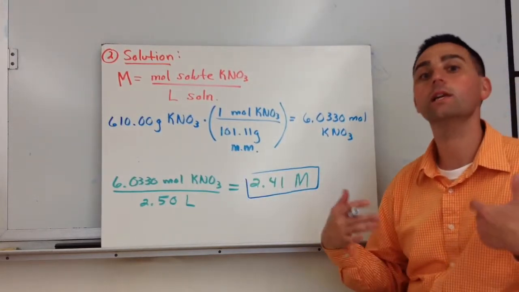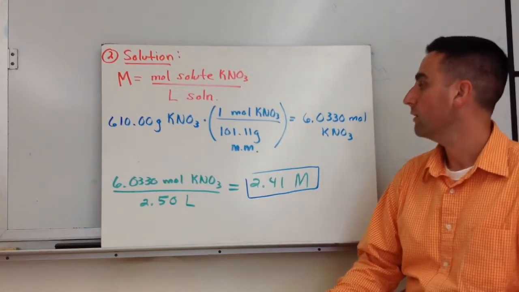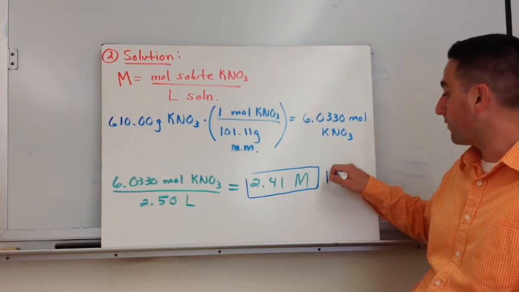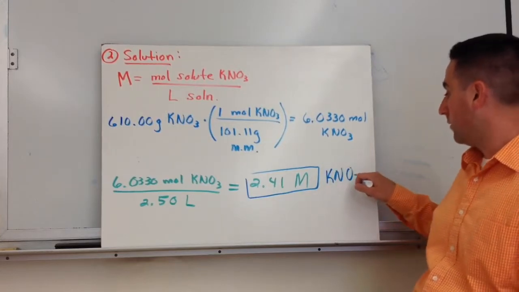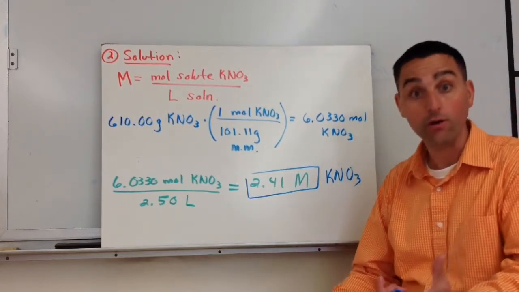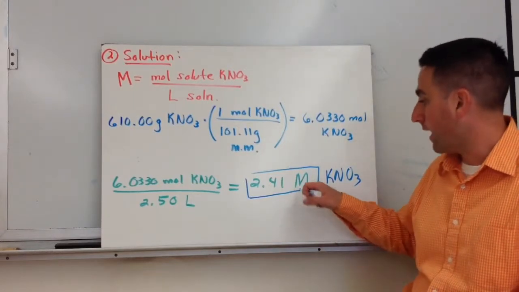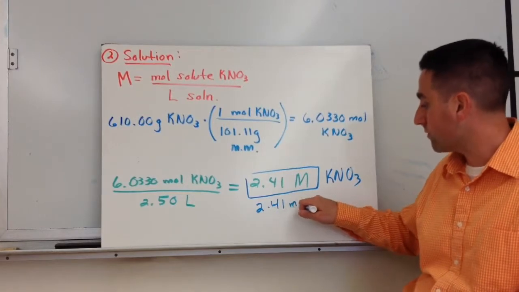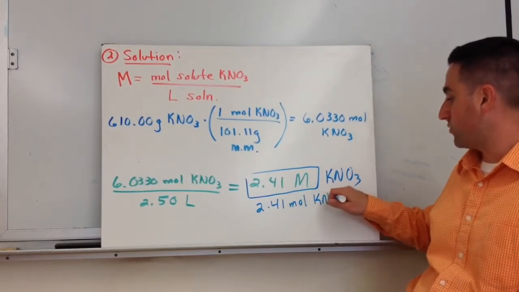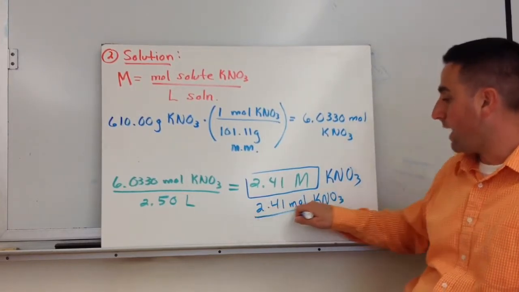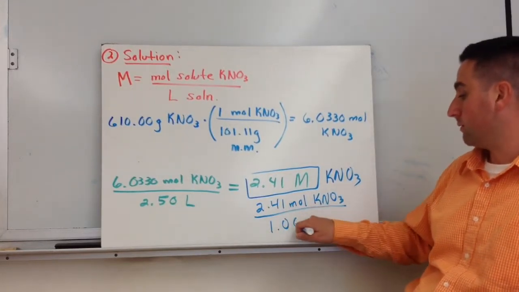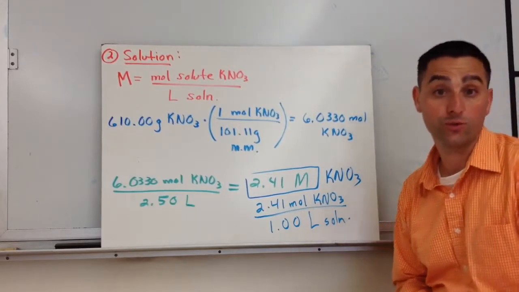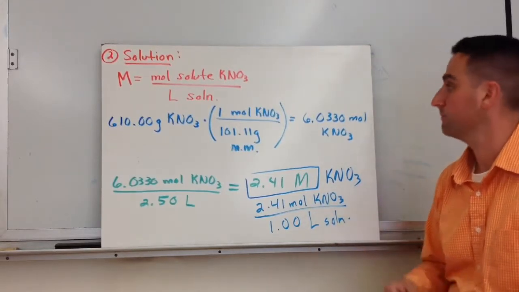Once again, what does that even mean? Right? If I were in a laboratory and I saw 2.41 molar KNO3, what would that tell me as the reader of the label? That molarity would tell me that there's 2.41 moles of potassium nitrate for every 1 liter of that solution that I use. It's a concentration.